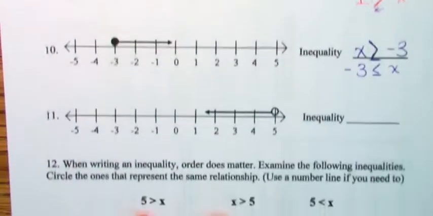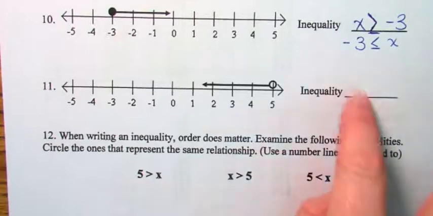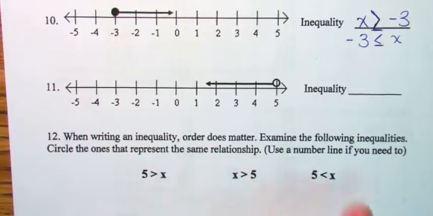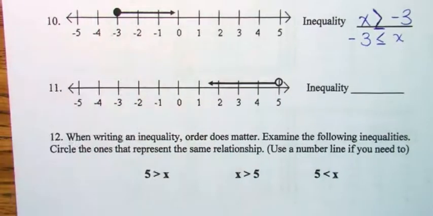If you would be so kind as to do number 11, you'll need to write your own inequality independently. And then if you'll try number 12, it says, when writing an inequality, order does matter. Examine the following inequalities. Circle the ones that mean the same thing. If you need to use a number line to graph it, you're more than welcome to. But I would like you to do number 11 and 12 independently, and then have that checked by your teacher before going on to the back.